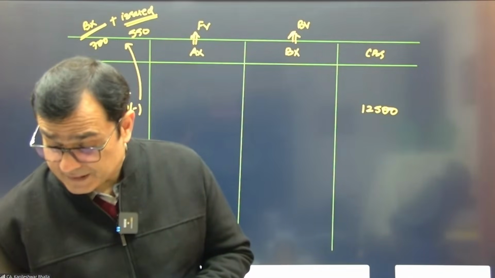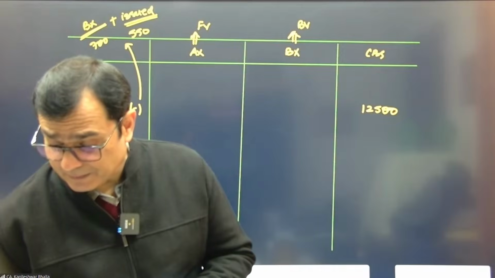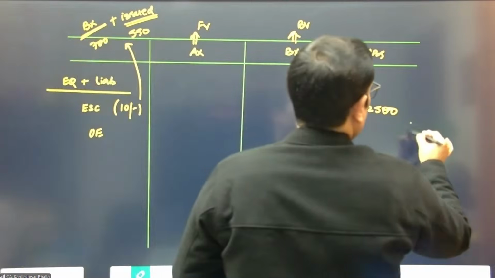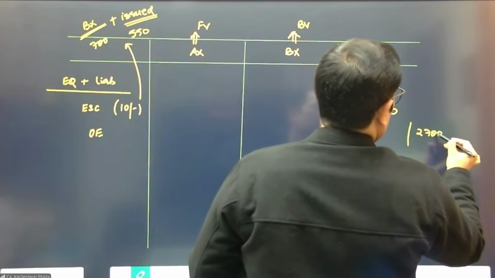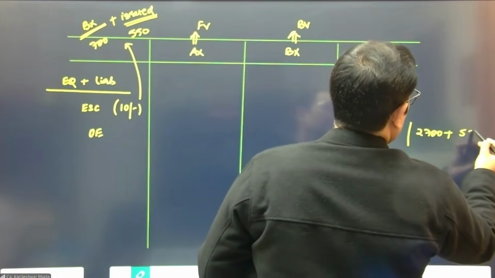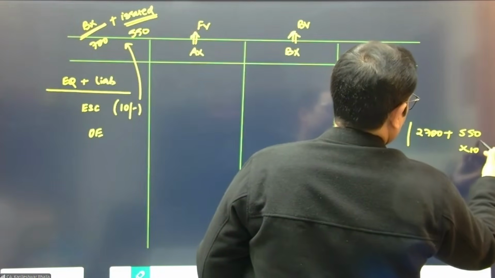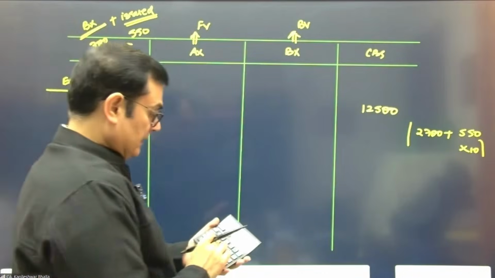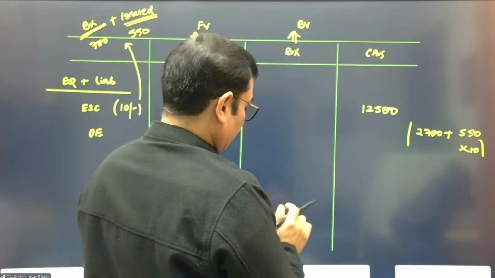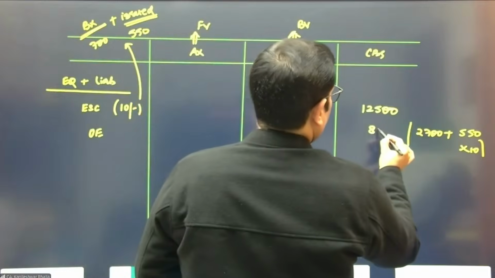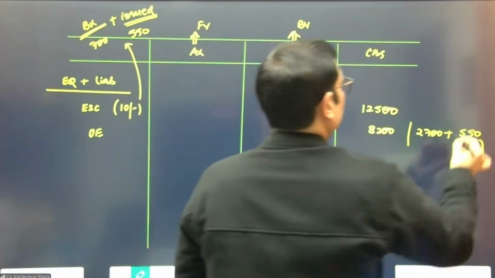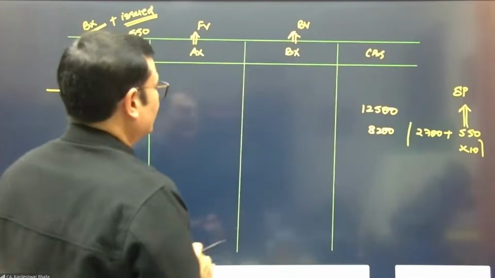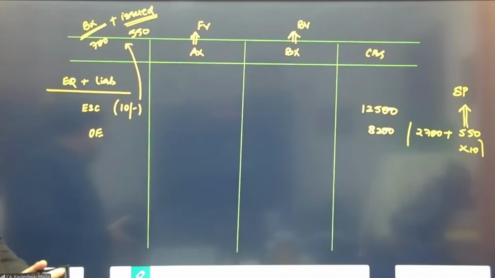So as far as BX is concerned, the other equity is appearing at 2,700. So we can take this as 2,700 plus there is a premium, 550 into 10. So that is 550 into 10. So 2,700 plus 5,500, the other equity becomes 8,200. So this is the amount of share premium which is added to the other equity.